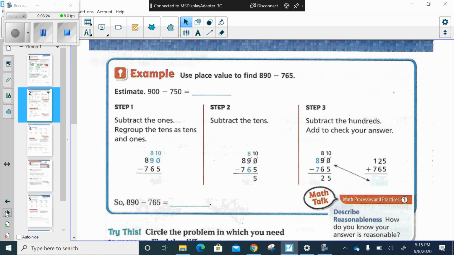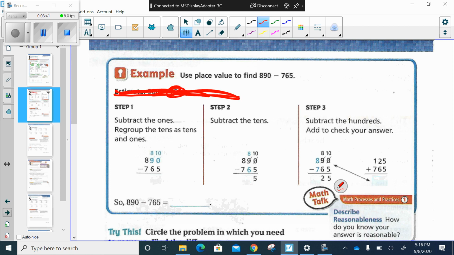It's exactly what we're doing, except now we are going across zeros. If you can do this, I know you can. You're awesome. So let's work through this. I'm not going to do the estimate right now because they did a compatible number. So we have 890 minus 765.